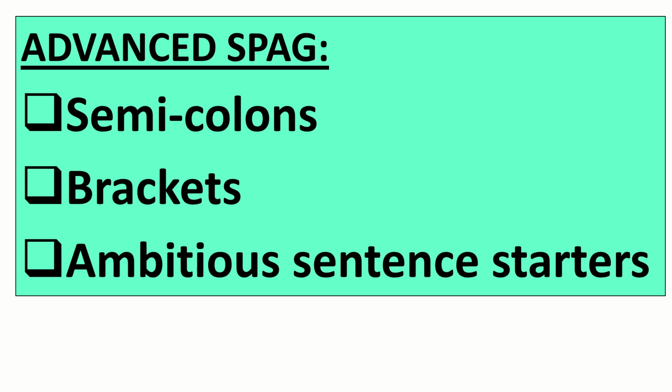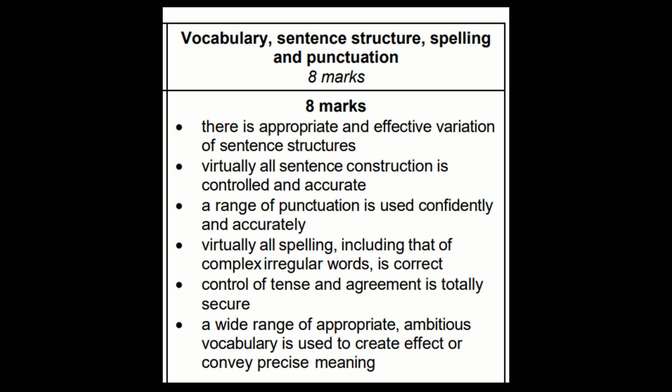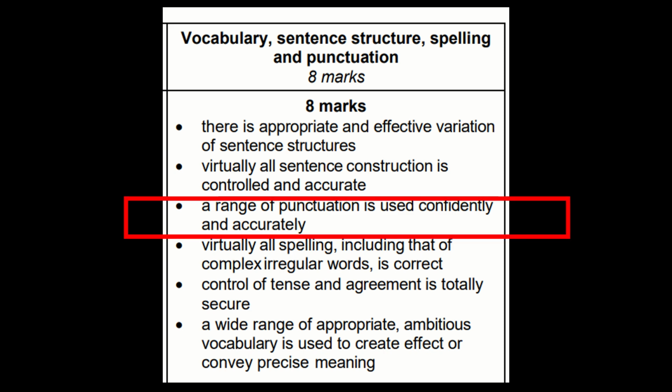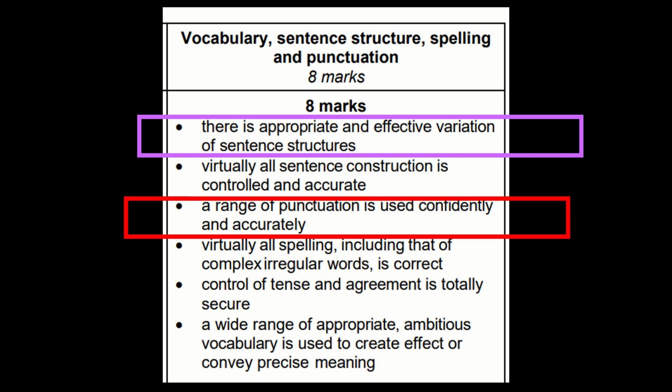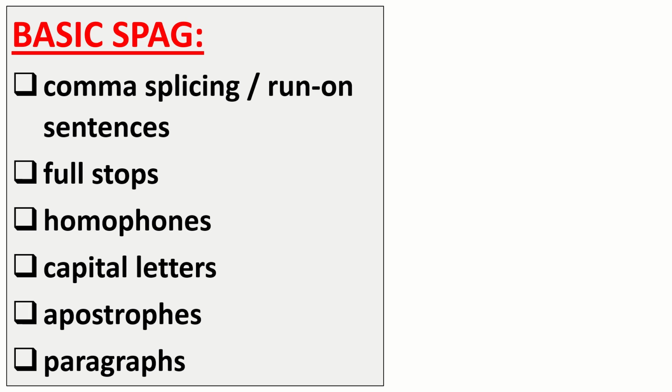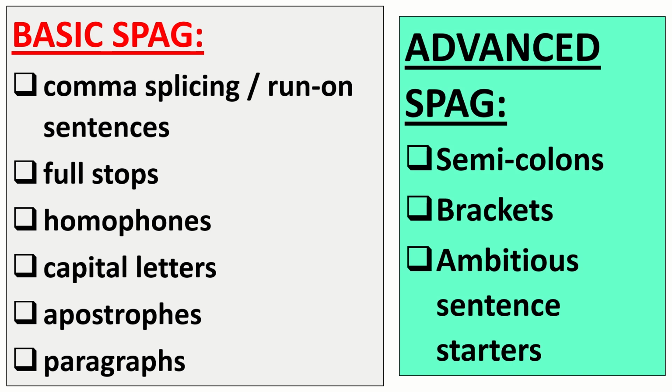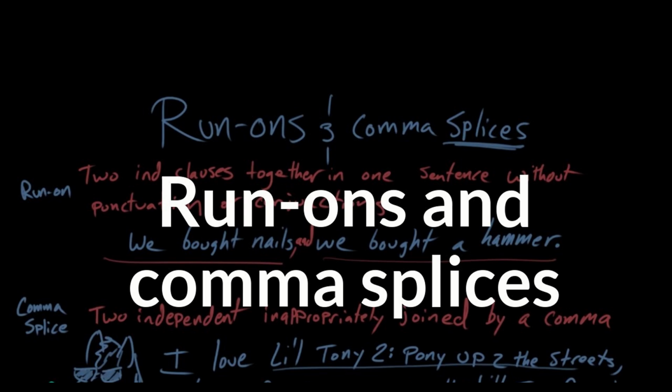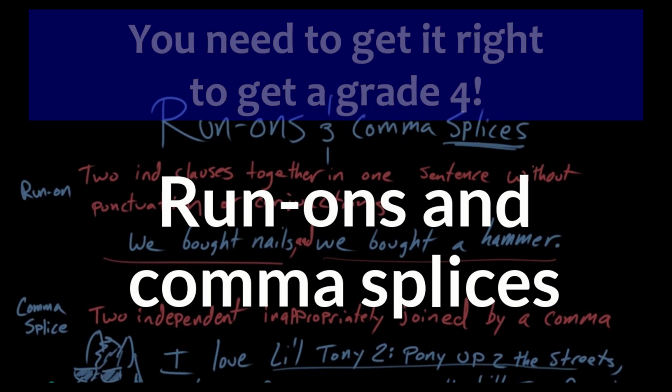Okay, and then more advanced SPAG, once you've got your basic errors sorted, use this, and this can push you up to 6, 7 or 8. Now, out of 8, this is the top of the mark scheme. So range of punctuation confidently used and appropriate sentence structures. So that is what we're looking for with the advanced SPAG. So put them together. If you correct them, and if you use your basic and advanced SPAG well, you will pass the exam. Okay, first one, run-on sentences and comma splices.